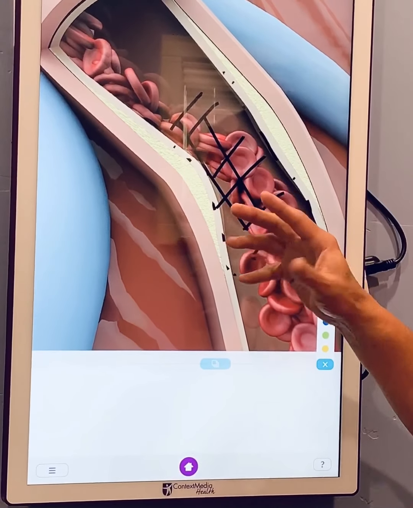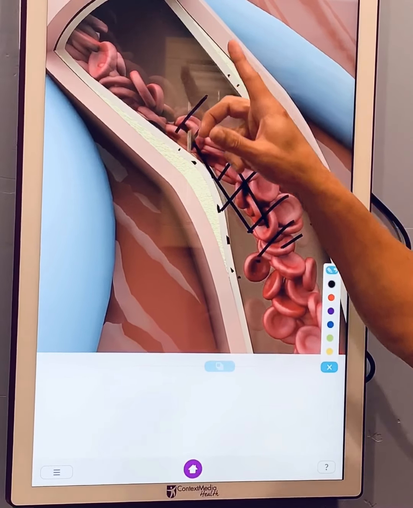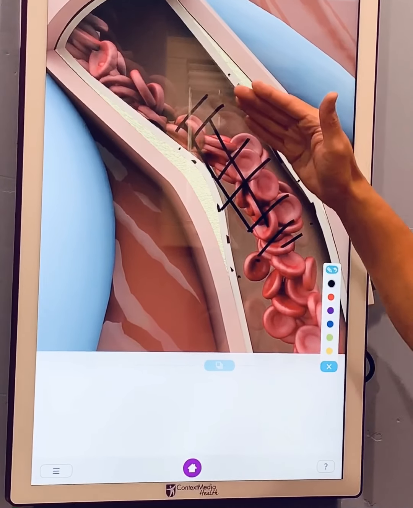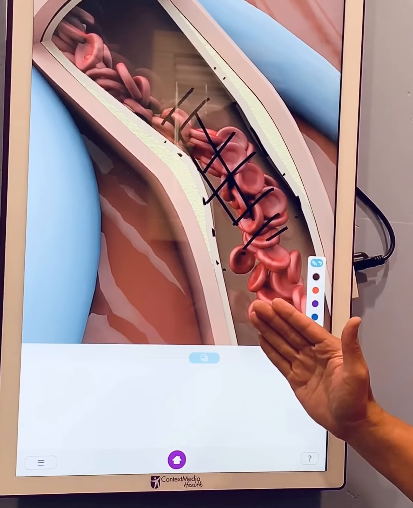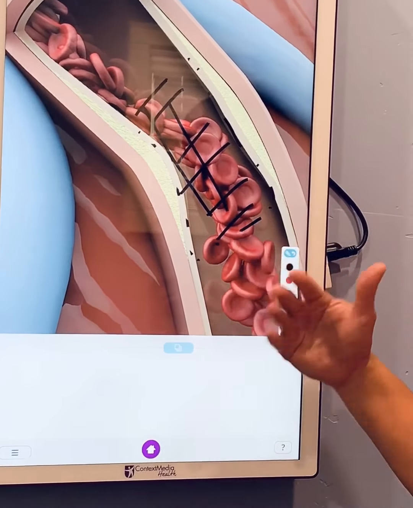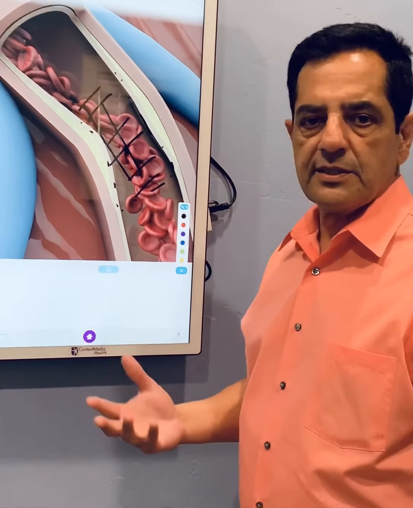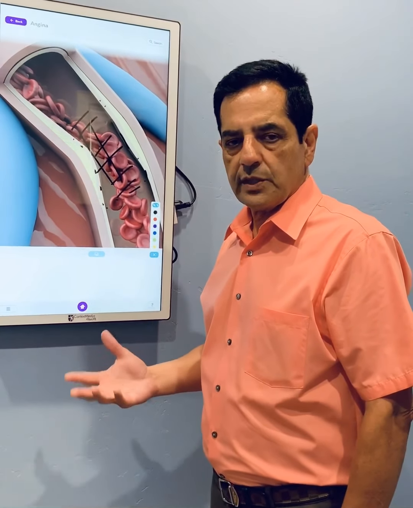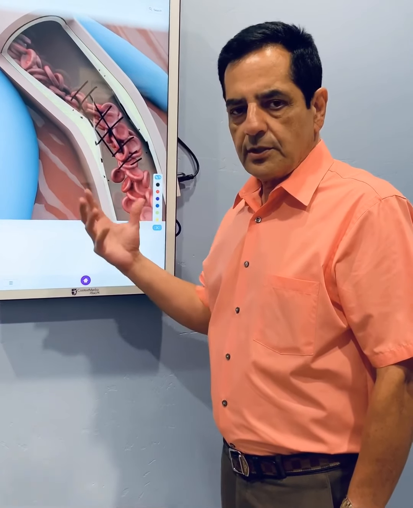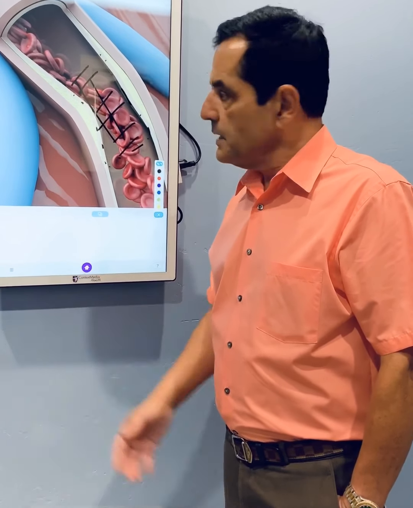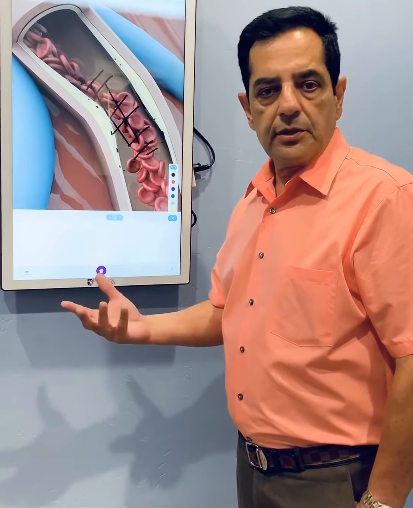Of course, when we're all done, the wire and the balloon come out, but it pushes the plaque and then you can see the blood flow to the heart is again normal. So that's how we treat patients with angina or patients with heart attack, and that's what's called angioplasty or stenting. And I do all those procedures.